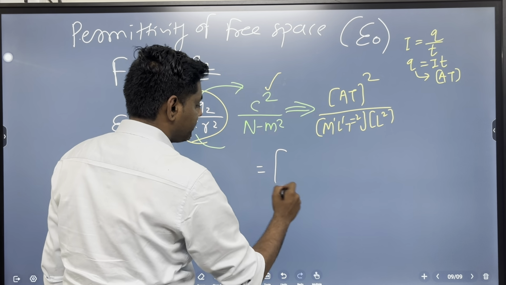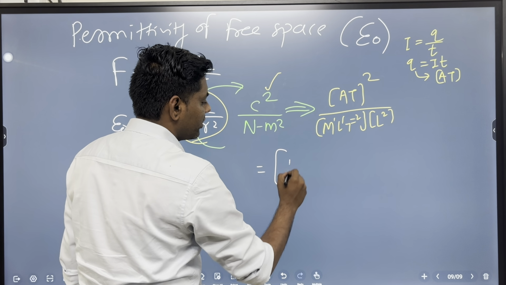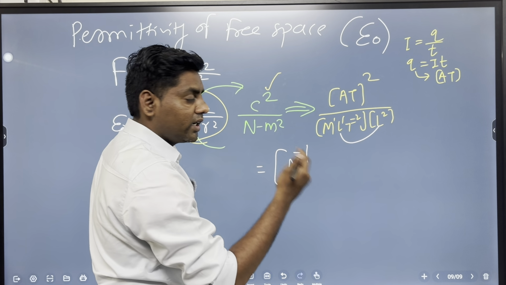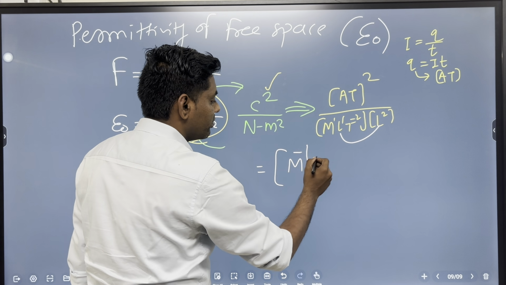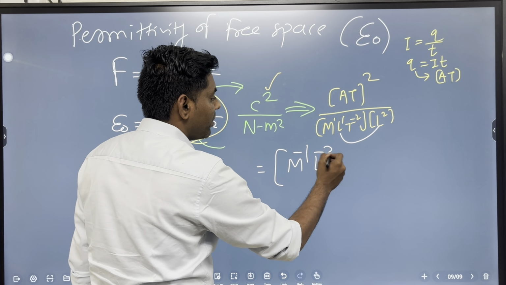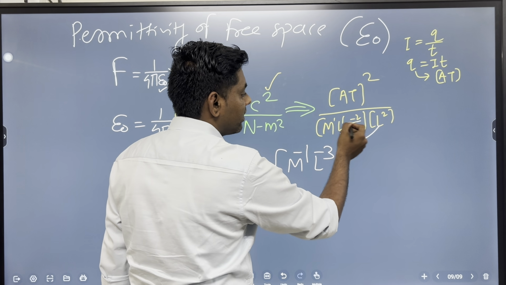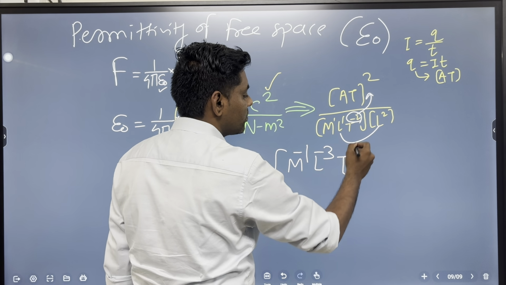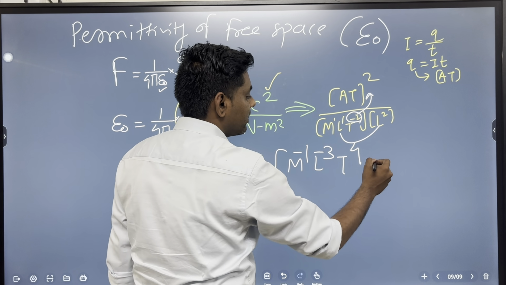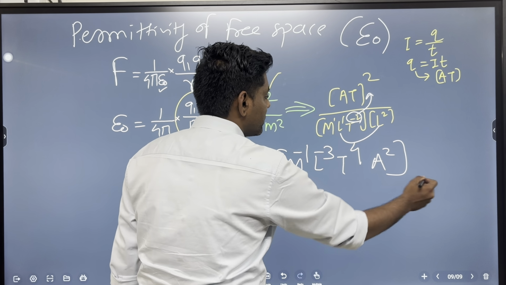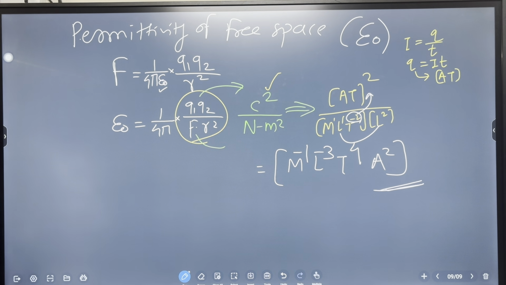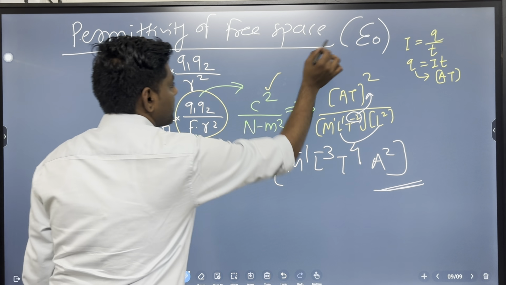So what is the dimensional formula? Final answer is M goes to numerator, minus 1, 1 and 2, L1 and L2, it becomes L3 and goes to numerator, that is it becomes minus 3. Minus 2 here, it goes to numerator, plus 2 and this plus 2, that is T raised to 4, and A, that is A2. So this is the dimensional formula for permittivity of free space.